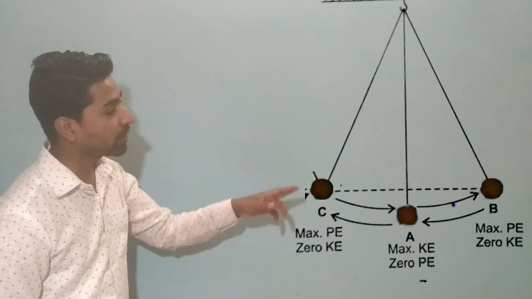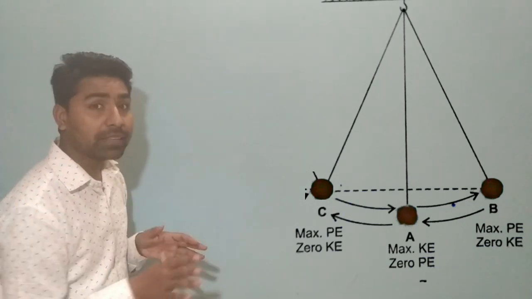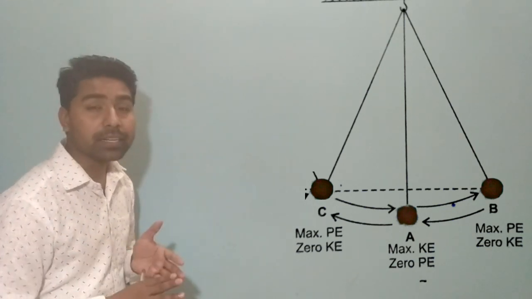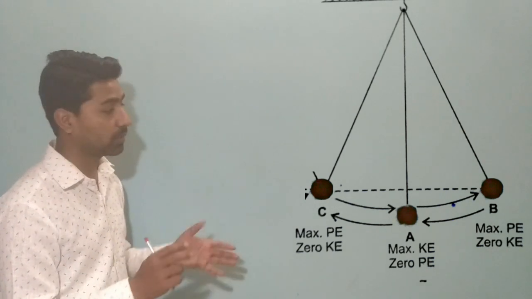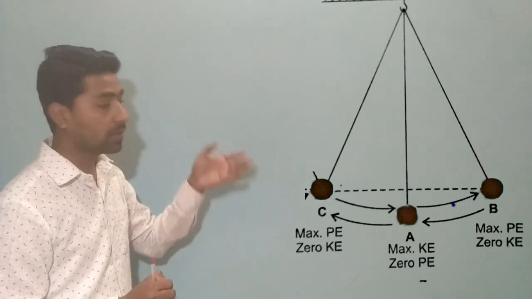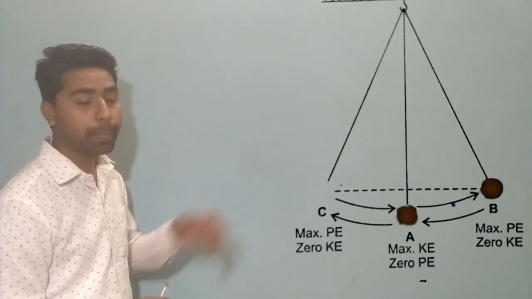If you're talking about somewhere in between the mean position and the extreme position, at that time there will be both kinetic energy and potential energy. We have to calculate it according to the rise in height of the pendulum when it is swinging to any side. Okay.